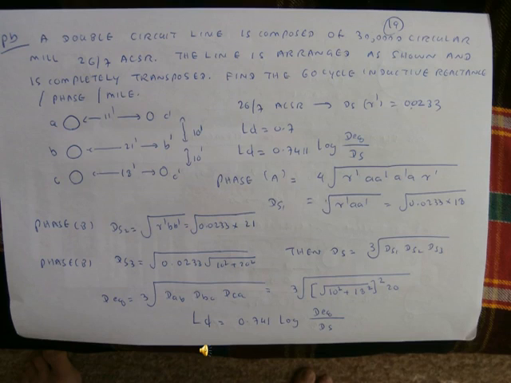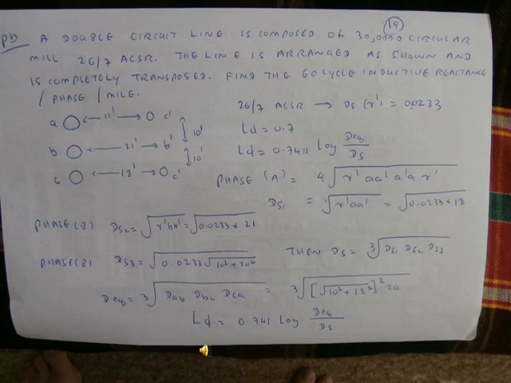So in this case, you can see the lines A, B, C, A dash, B dash, C dash. The distances are 11 feet, 12, 21 feet, and 18 feet. And the distance from C dash to B dash, B dash to C dash, will be 10 feet. So in this case, we use 26/7 ACSR.